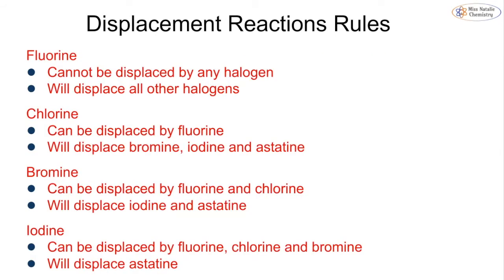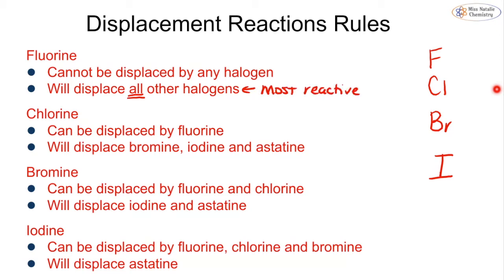Now when we're looking at what can displace each other, we have to look at the position of the halogens in the periodic table. So as we go down the group, we start from fluorine to chlorine to bromine to iodine, and a halogen can only be displaced by something that is above it on the periodic table. So because there is no halogen above fluorine, it cannot undergo a displacement reaction. However, it will displace all of the other halogens because it is the most reactive. Chlorine only has one halogen above it, which is fluorine. So fluorine can displace chlorine, so take its place in a compound, but chlorine will displace everything below it, so your bromine, your iodine, and astatine as well.